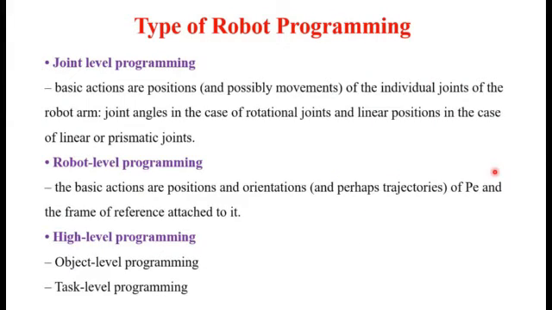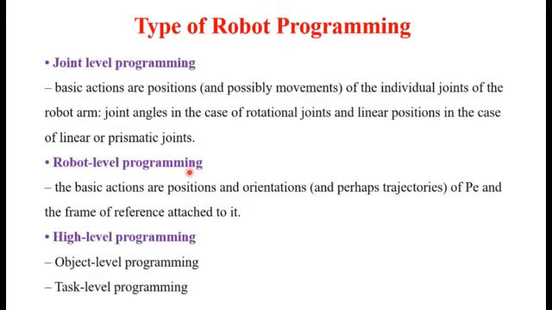Now, the types of robot programming. There are three types: joint level programming, robot level programming, and high level programming. In joint level programming, the basic instructions and basic actions are the positions of the individual joints, or their movements. In joint level programming, the basic instructions are provided to the robotic arm at the joint level only, which are basic movements.